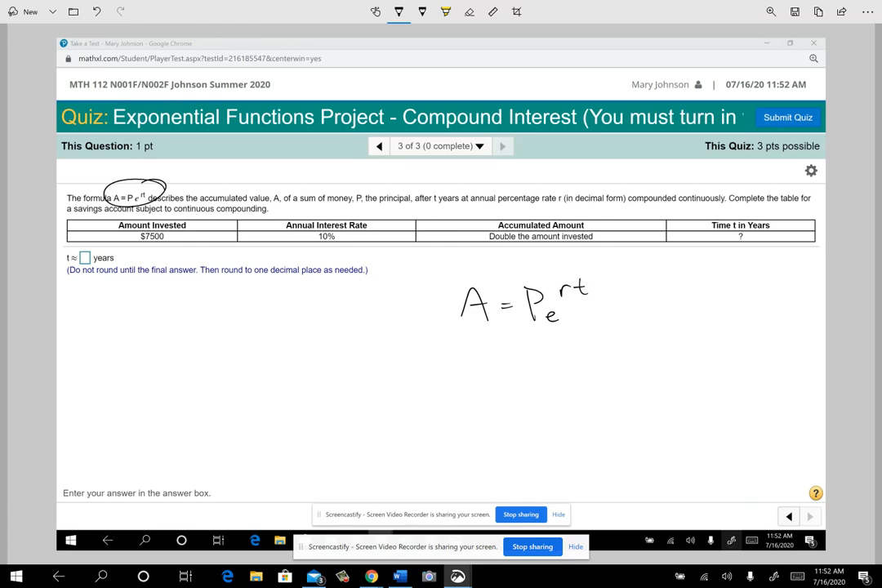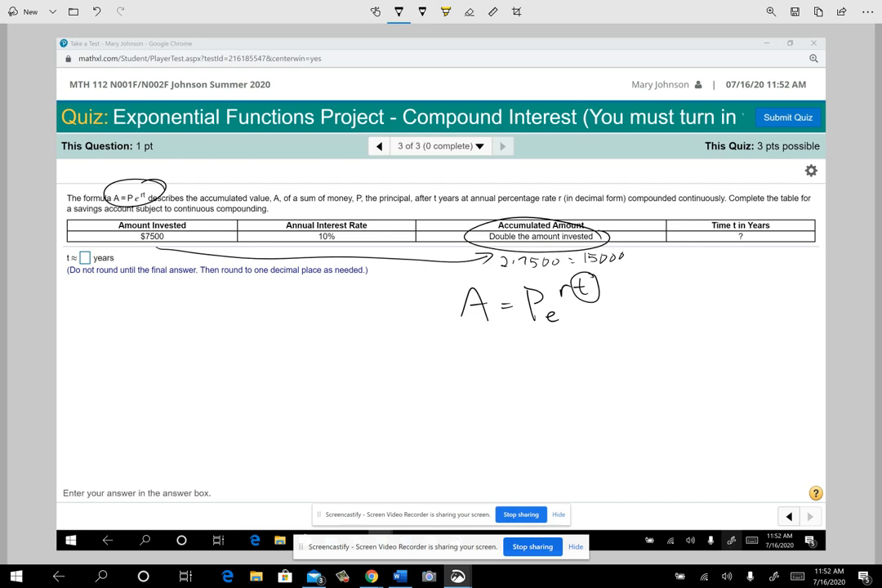Okay. And they didn't give you an actual value for this, but you know it's double what you invested. So you just double that. That's 7,500. You just put twice that. So it'll be 2 times 7,500, which would be 15,000. Okay. So they want to know when they're going to double their money is basically the question. So your unknown is going to be here. Everything else you'll be able to plug into.